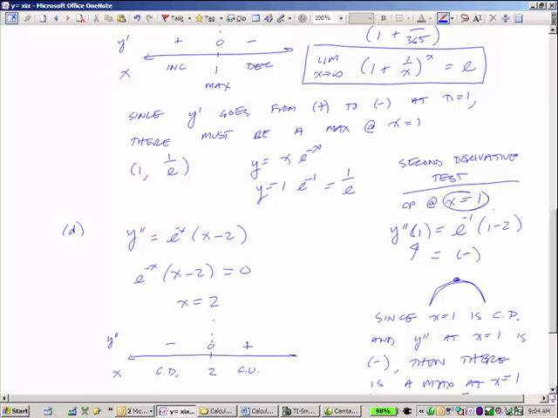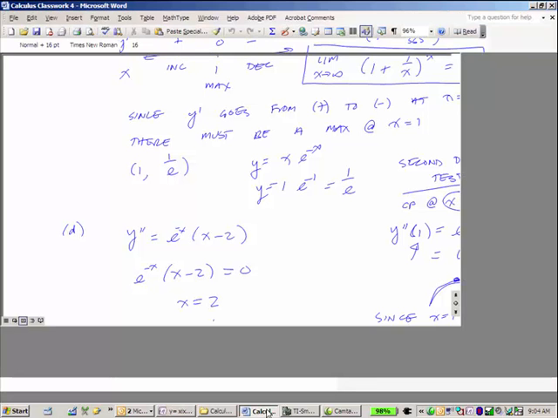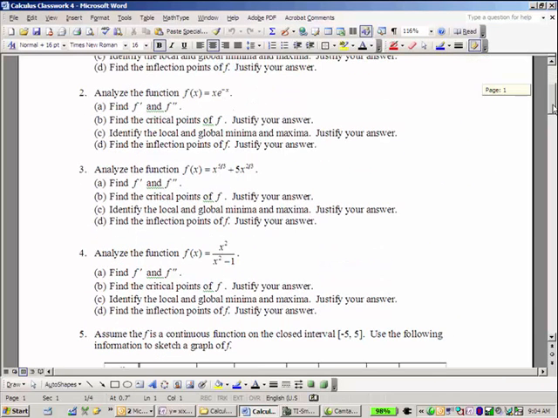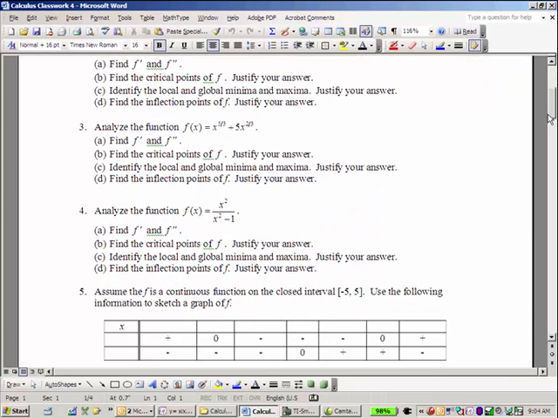Anything else? All right. So we still have a whole host of interesting functions to look at, like 3 and 4.